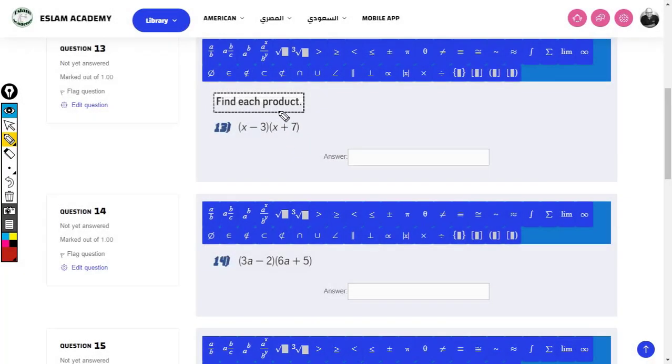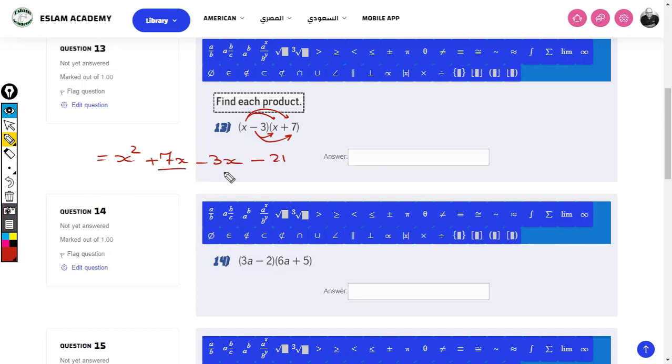In this problem, we need to find the product. Find the product, it means multiply. So we have two binomials and we need to multiply them together. Just we will start with x. x times x will be equal to x power 2. x times 7 will be equal to 7x. Now start with negative 3. Negative 3 times x will be negative 3x. Negative 3 times 7 equals negative 21.